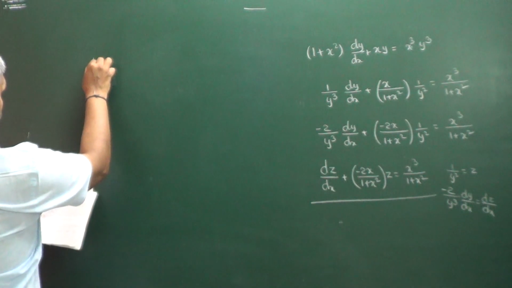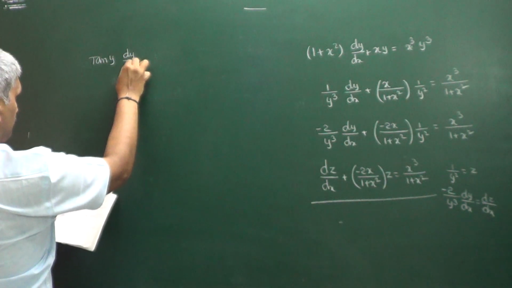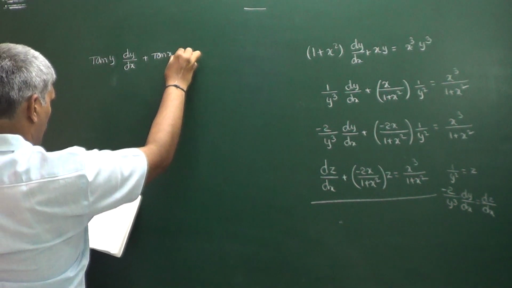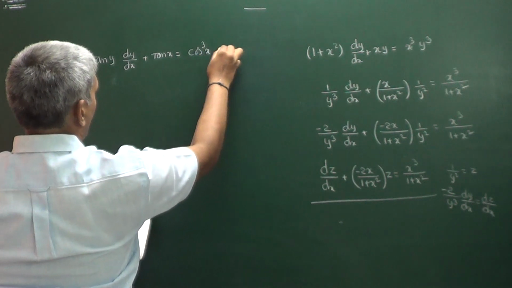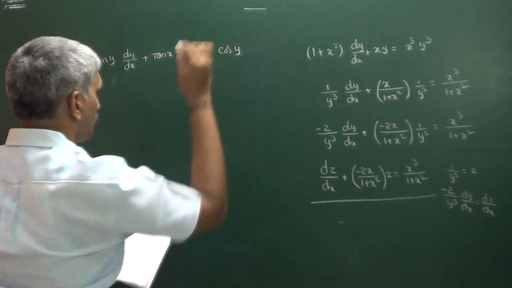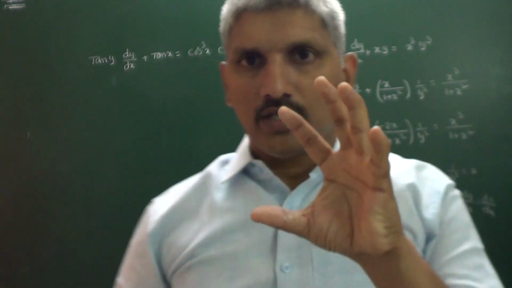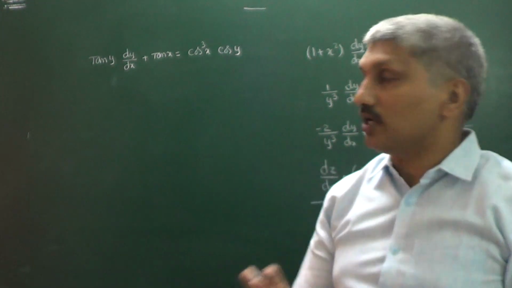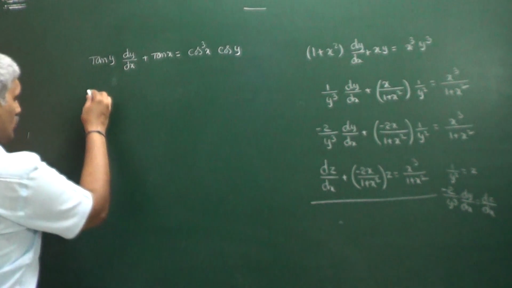Next another question is given like this: tan y into dy by dx plus tan x is equals to cos cube x into cos y, right? That is the information. It is not exactly the Bernoulli's equation type, that model. We divide the equation with cos y. If you are dividing with cos y, what happens?